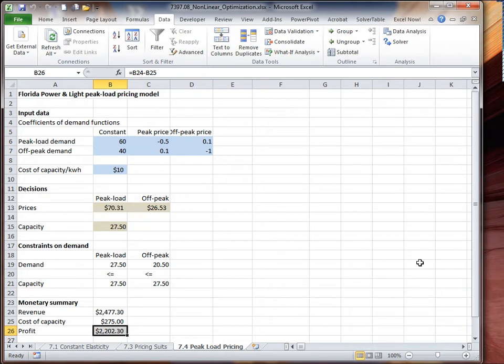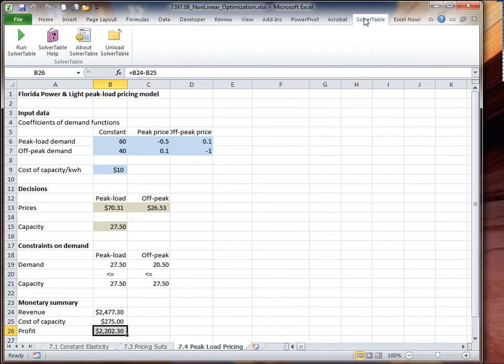Let's extend this problem a little bit. Let's play with solver table on this problem. Clearly, our demand function is something that we don't want to change. I mean, we could go back and change the coefficients if we thought that there was some reason to do so. But for this problem, I'm going to suggest to you that we ought to leave the demand functions where they're at. So the only other parameter that we might be interested in looking at is the cost of capacity. So let's do that.